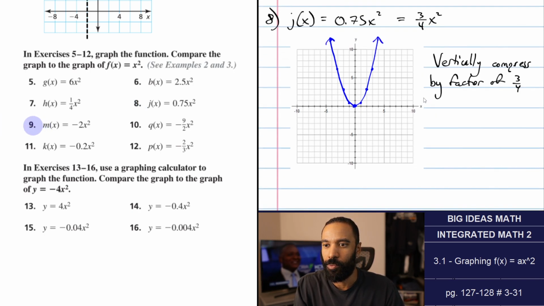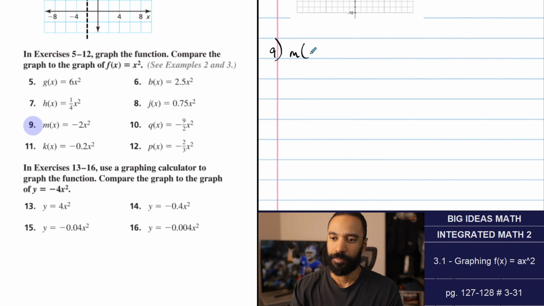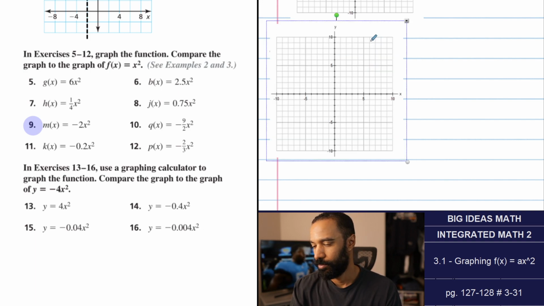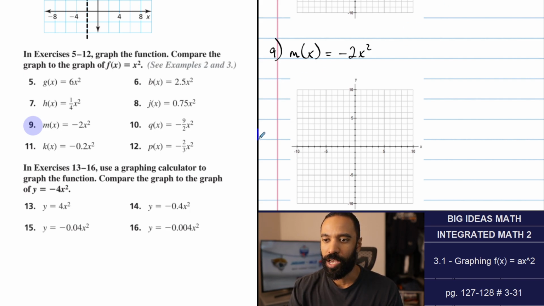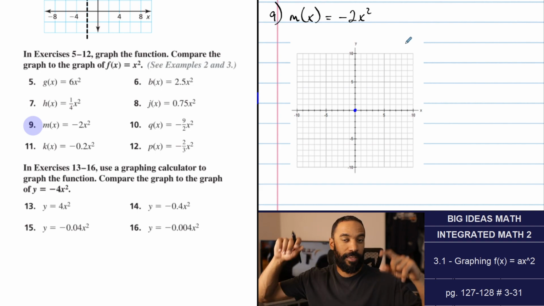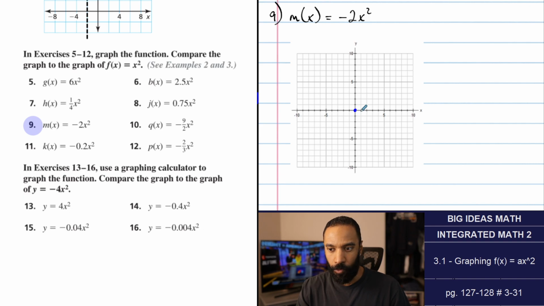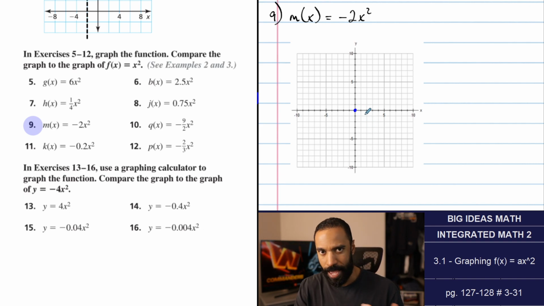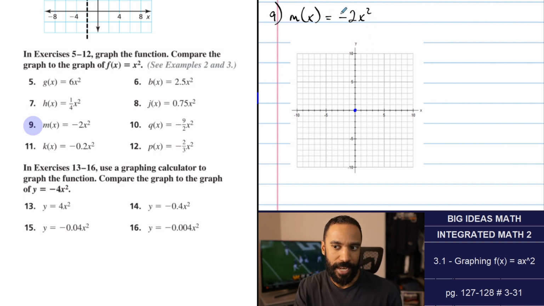M of x equals negative 2x squared. Okay, let's go. So negative 2x squared. So the vertex is still at the origin. And that whole vertical stretch factor thing, double our y values, is not going to change. What is going to change is instead of going up, we're going to be going down. So imagine a reflected parent function going over 1 down 1, over 2 down 4, over 3 down 9. So when I count, just follow my pencil. 1, 1, 2, 4, 3, 9. Now I'm going down instead of up. That's what the negative's doing.